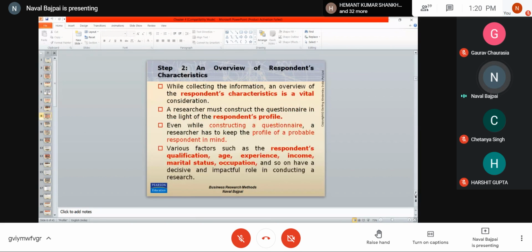This is number 1. Number 2, an overview of the respondents' characteristics is to be examined. Because I'm a person who is research literate, I feel that others are also like that. This is not at all so, because we are in the class of research methodology, which is why we are studying research methodology. But those who are not involved in the process of conducting research, why would they be studying research methodology?